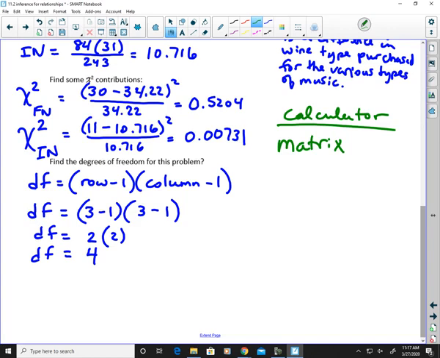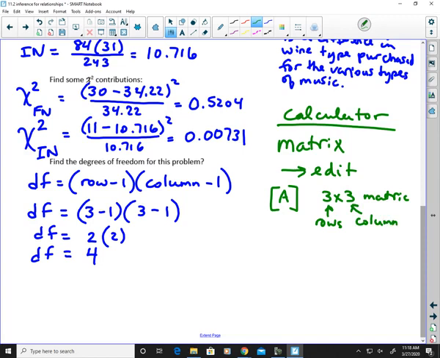You could hit that matrix button. We are going to go into the matrix, and we are going to edit our matrix, and we are going to select probably matrix A. I would select matrix A, and matrix A will be a 3 by 3 matrix. So we will have to tell it this first number being the rows and this second number being the columns. We will enter our data.